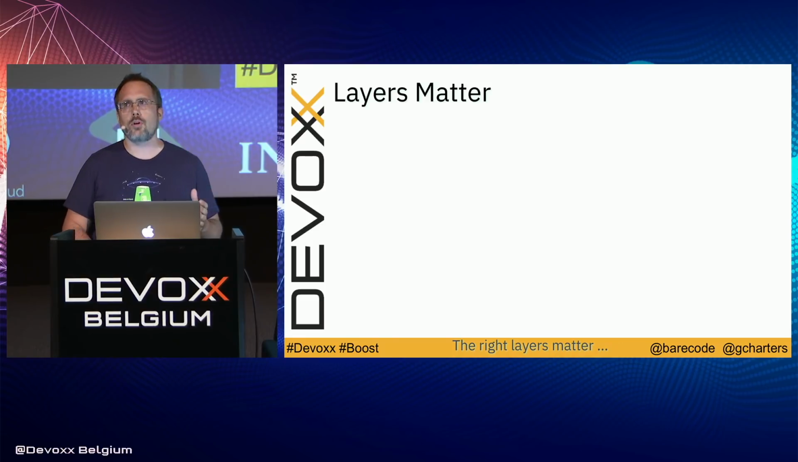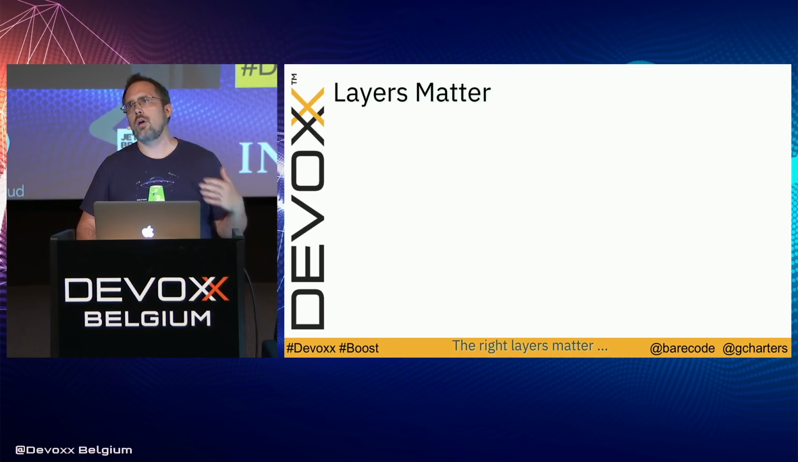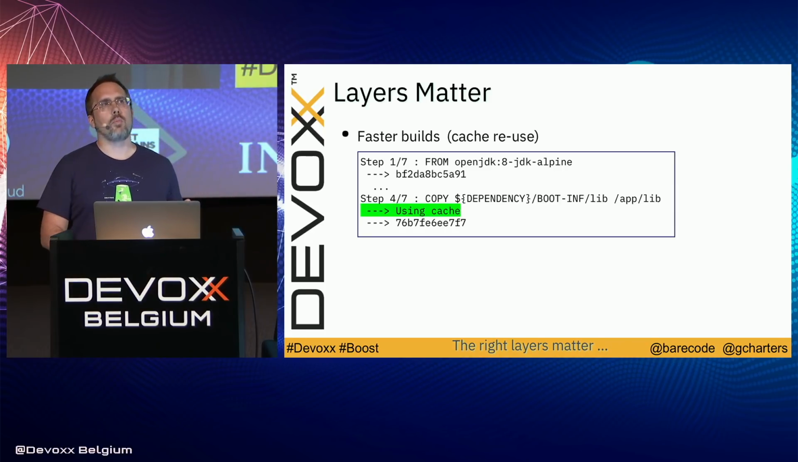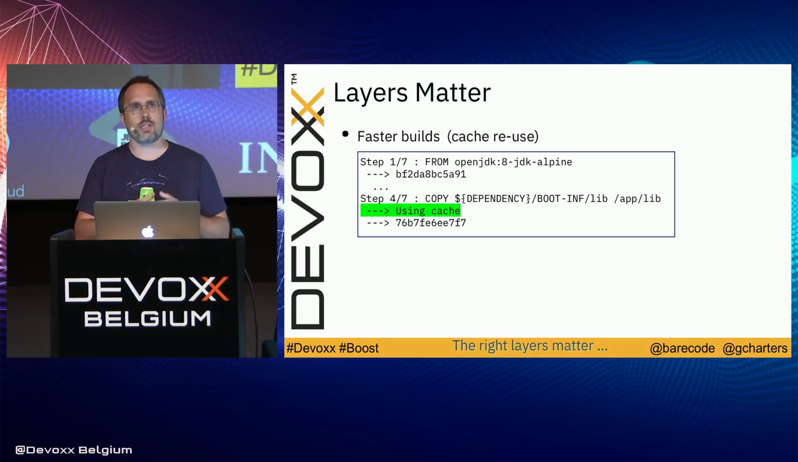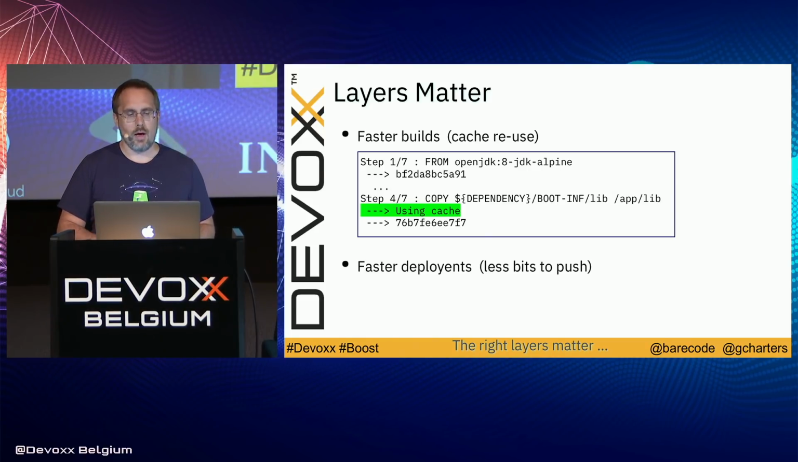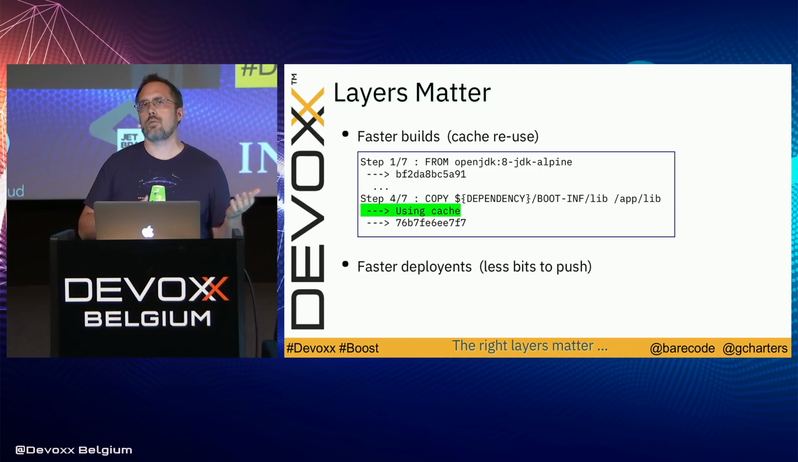So that's why layers really matter, and we want people to think about the way that you structure your Dockerfile, because it does add up in the real world, right? By having a better layer architecture, by having a better layering strategy, you can actually take advantage of that build cache, and you can build the smallest possible thing that you need to. You also get faster deployments because you're pushing fewer bits over the network, right?